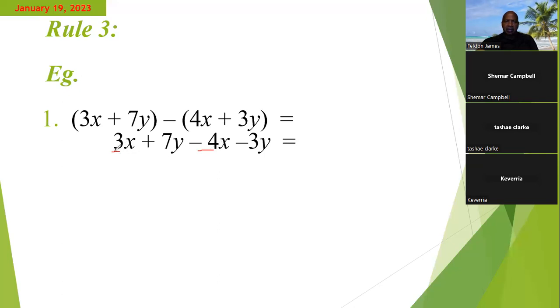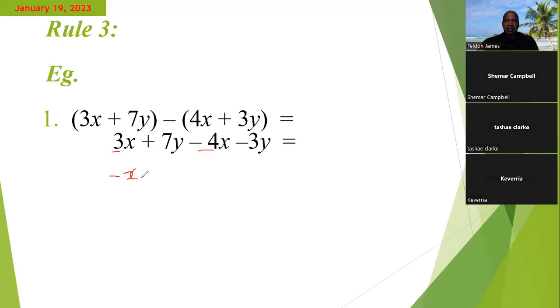Now, you may want to say -1x, and that wouldn't be wrong, or it wouldn't be incorrect, but it is customary for us to just put a negative sign instead of -1x whenever we do that kind of multiplication. All right. So for 3x and -4x, when we simplify, we get -x.